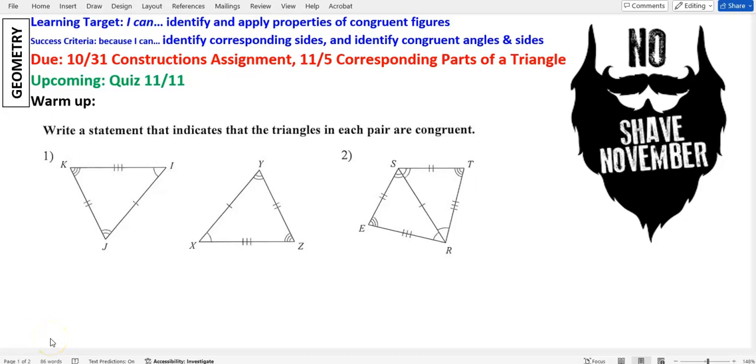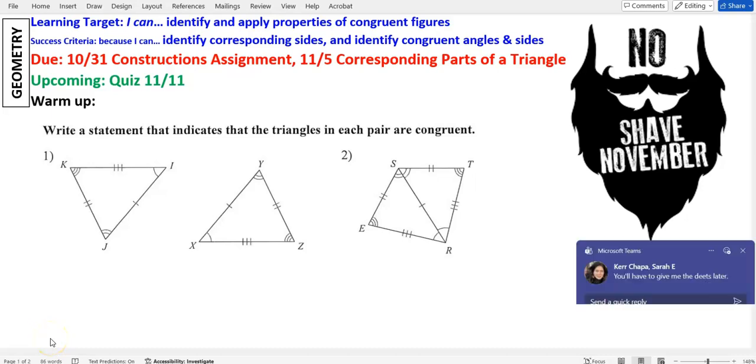So y'all remember what we said yesterday? Order matters. Does that sound familiar? It should.